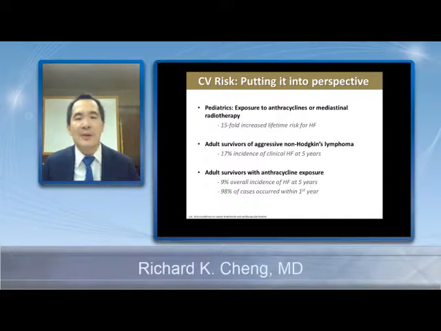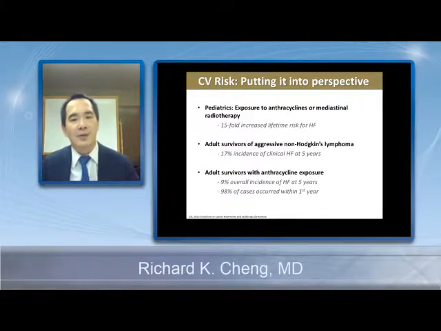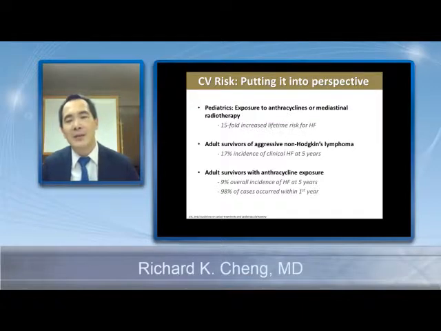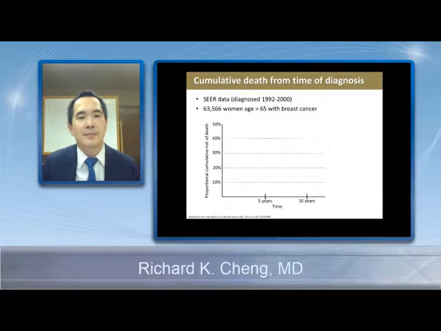If you look at adult survivors of aggressive non-Hodgkin's lymphoma, they have a 17% incidence of clinical heart failure at 5 years. So about 1 in 5 risk of heart failure at 5 years. In the general population, we should quote them a 1 in 5 lifetime risk. So as you can imagine, this risk is much higher. For adult survivors who have been exposed to anthracyclines, there's about a 1 in 10 overall incidence of heart failure at 5 years. So again, much higher than the general population, and 98% of these cases occur within the first year of being exposed to anthracyclines.